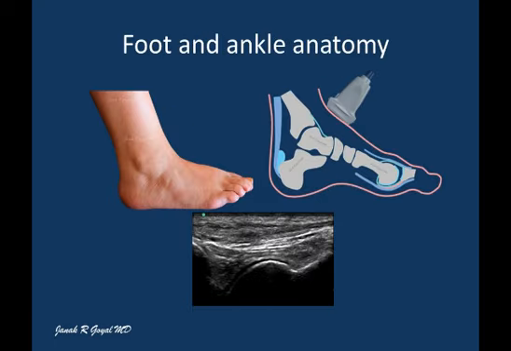Let's review the attachments of joint capsule before we proceed for injection. The fibrous capsule of the ankle joint is attached proximally to the tibial and malleolar articular processes and distally to the talus near the margins of trochlea, except in front where it is attached to the dorsum of the neck of talus.